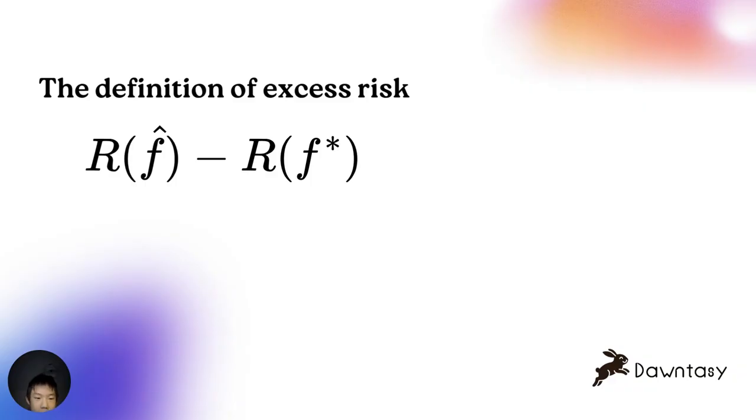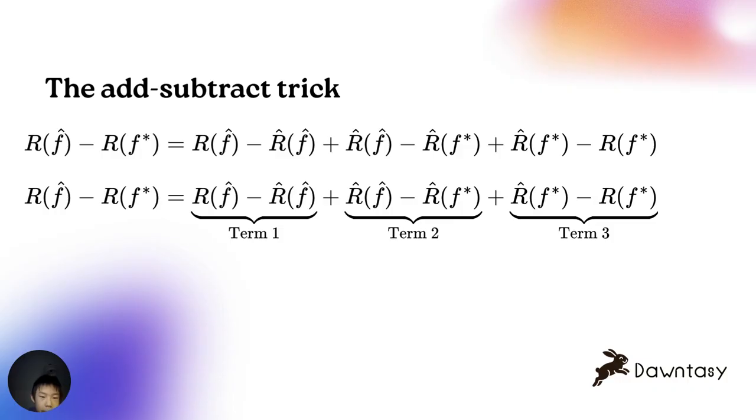So what is excess risk? Excess risk, as we can see in the term below, is just the true risk of the empirically selected model minus the true risk of the oracle model. So it's the difference, and what we want to do is try and find a bound for that. How we find that bound is using the add-subtract trick.